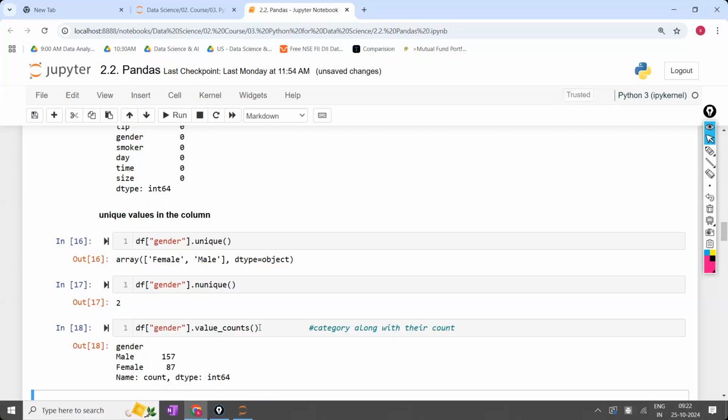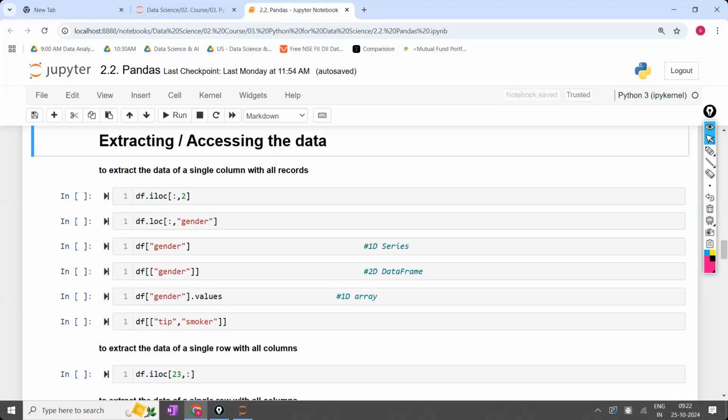Even if it is a 10,000 records data set, or even a 50,000 records data set, the logic will remain the same. What are the unique values available in that column? What is the total number of unique values in that column? And what are the categories and their counts? We are going to get that using value counts. Next, we move on to extracting or accessing the data.